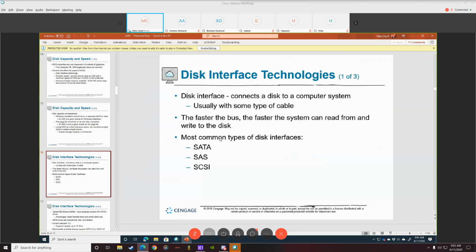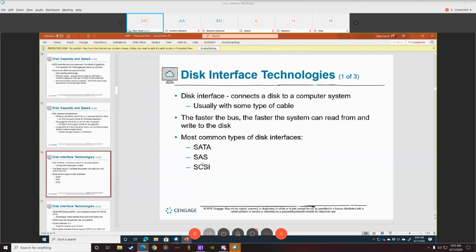SAS, we use it on the server, okay? And SCSI. SCSI, we used to use it, you remember that big tower we used to have in the room? It's a big Dell tower. That's what used SCSI. It was very, very fast. We're talking about 15K RPM.